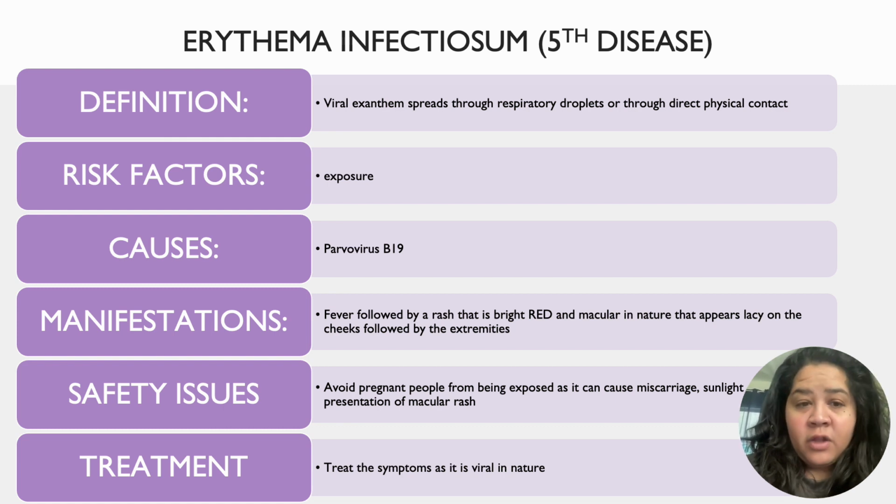Manifestations are a fever followed by a rash that is bright red and macular in nature that appears lacy. And that's a key word for erythema infectiosum, and you need to know that: lacy. It appears on the cheeks, followed by the extremities, and doesn't really affect the rest of the face. So just the cheeks, and then it moves down to the extremities, not really affecting the rest of the face. The treatment, again, is symptomatic in nature.